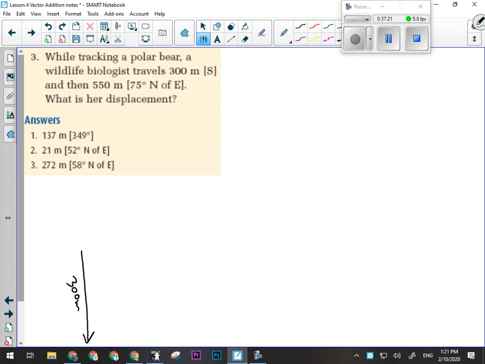300 meters. Right? My other vector is 75 degrees north of east. So I'm going to draw a reference line that's east. Okay, and then I'm going to go 75 degrees north of that, and my vector is 550 meters long. Is that nearly twice as long as that one? That's the part of the scale that's important.